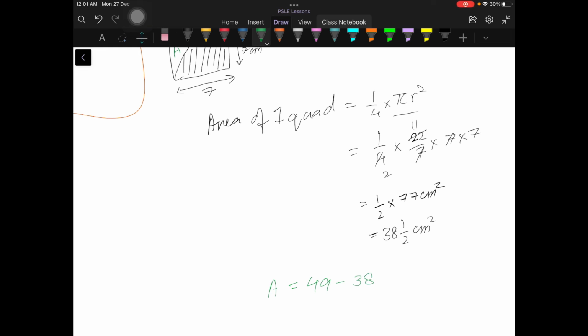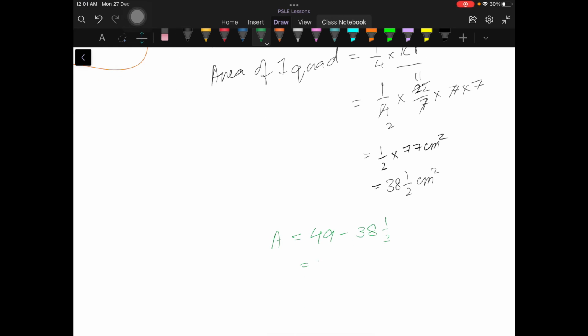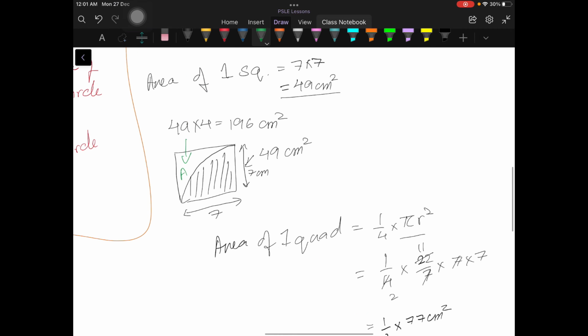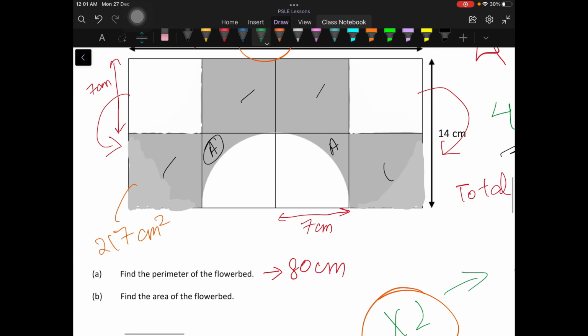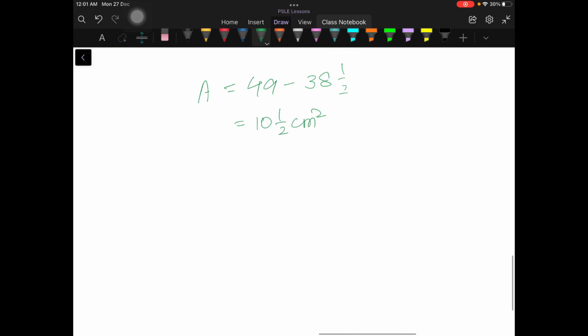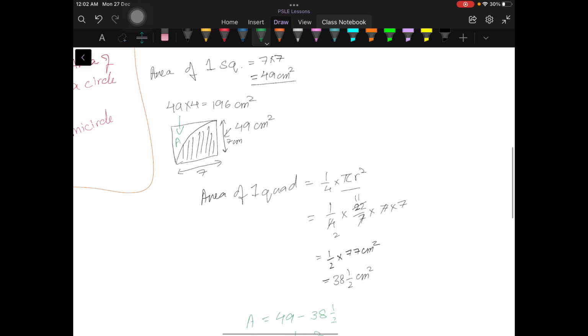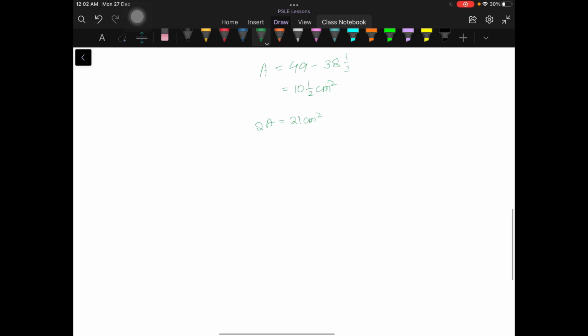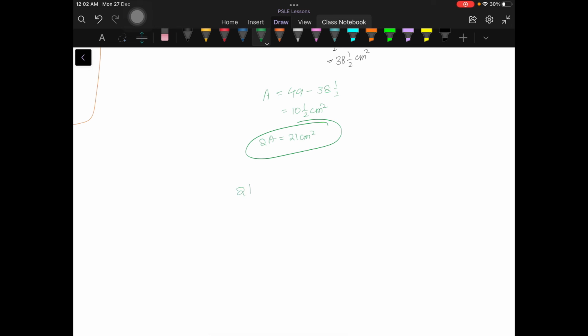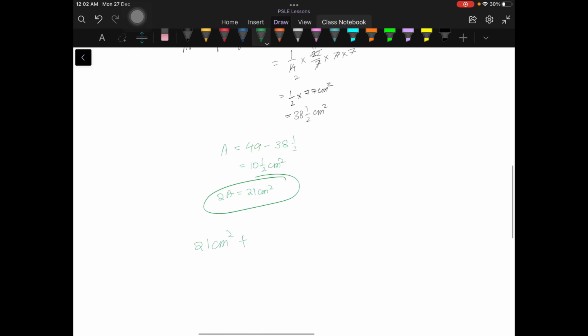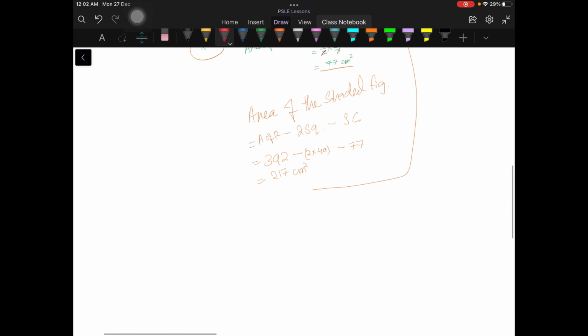So this is the area of one quadrant, and therefore the area of region A would simply be 49 minus 38 and a half square centimeters, and this would give us 10 and a half square centimeters. So that is the area of region A. And now, based on the figure, we have to multiply the area of region A by 2, since we have two region A's. So now 2A would be 10 and a half times 2, which gives us 21 square centimeters. And now all we have to do is add the area of 4 squares and the area of 2A. And if we do that, we get 21 square centimeters plus 196 square centimeters, which is 4 squares, and we get 217 square centimeters. So now this value, 217 square centimeters, matches with this value.